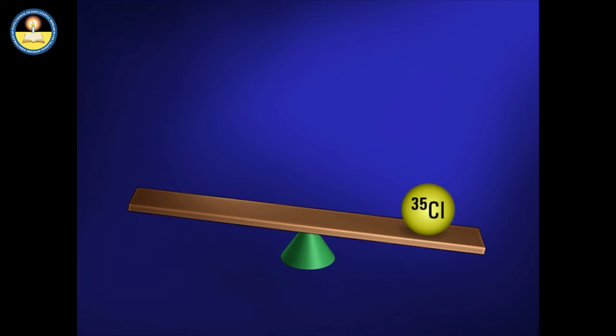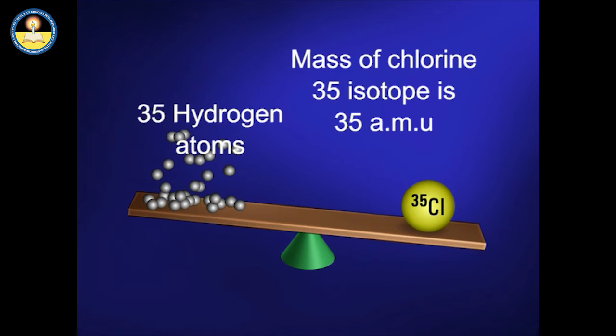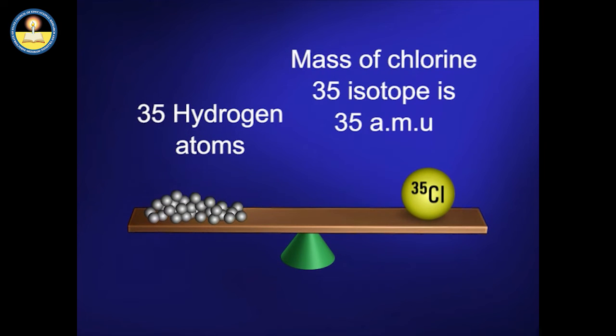Let us take a beam balance and place an atom of chlorine-35 at one end and atoms of hydrogen at the other end. Since hydrogen is equal to 1 atomic mass unit, or 1 unified mass, represented as u, we find that in order to balance the beam, 35 hydrogen atoms are needed. The mass of the chlorine-35 isotope is 35 amu.